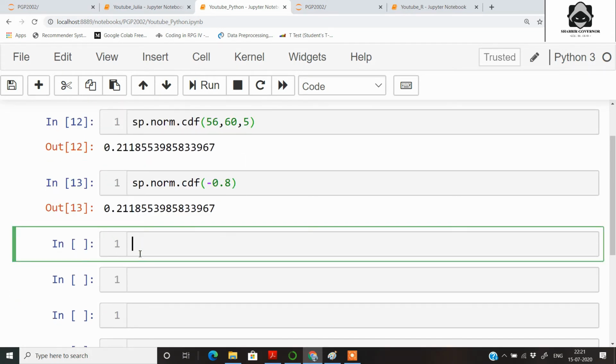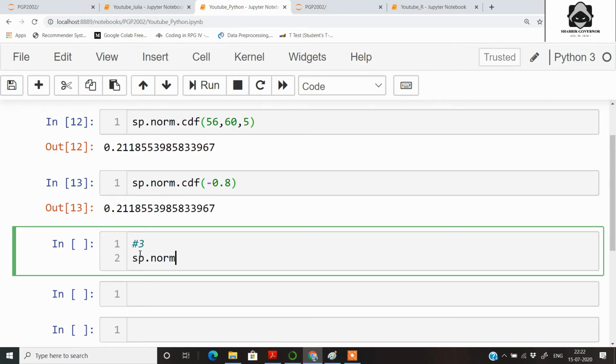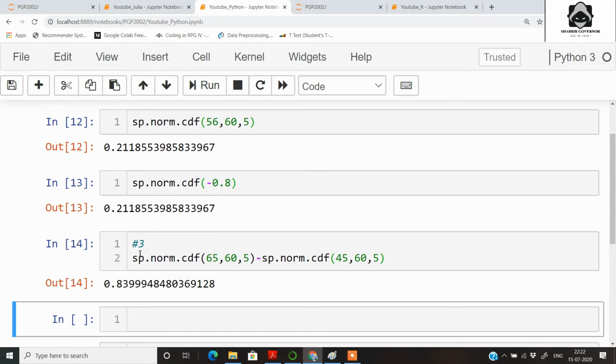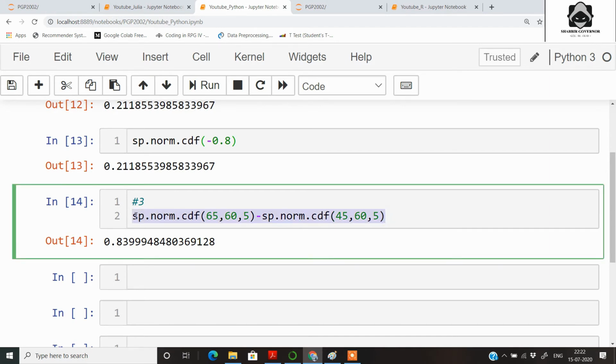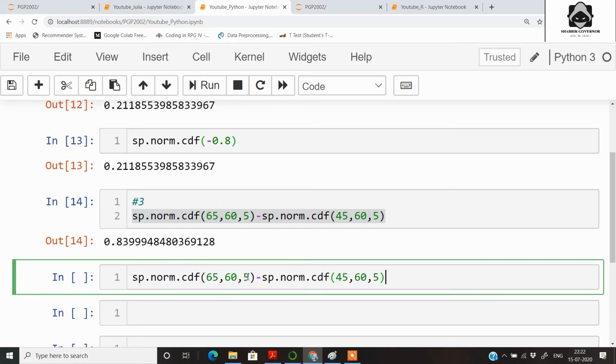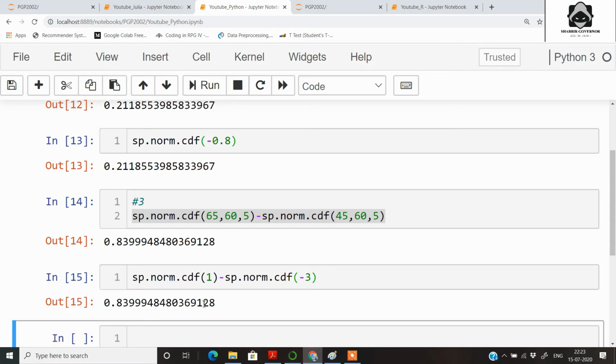And now the solution for the third problem, we had sp.norm.cdf up till the point 65, the mean was 60, standard deviation 5, minus sp.norm.cdf of 45, 60, 5. If we run it, we get the answer as 0.833. And if we follow the standard normal distribution procedure, we have CDF up till the point 1 minus CDF up till minus 3. We get the same result.